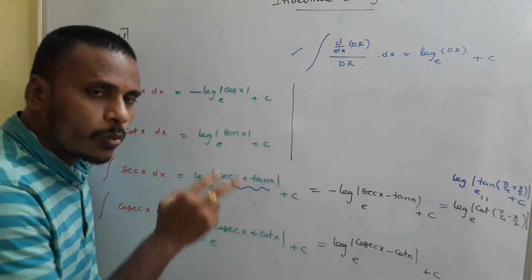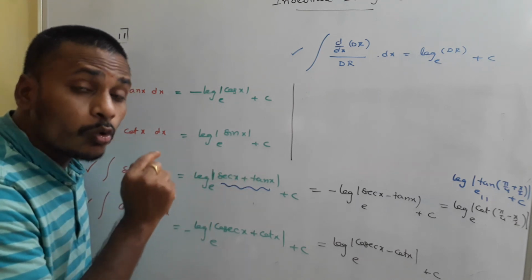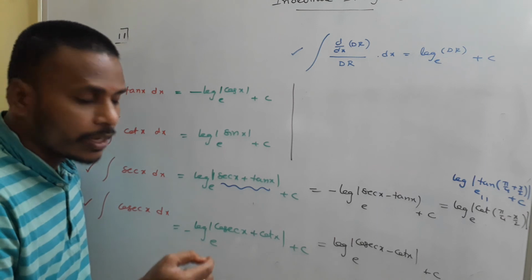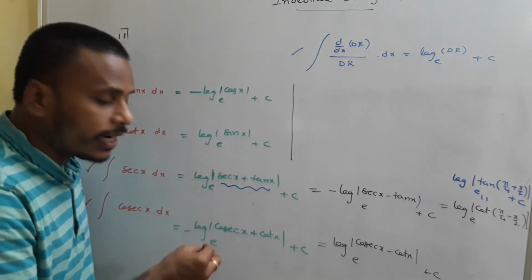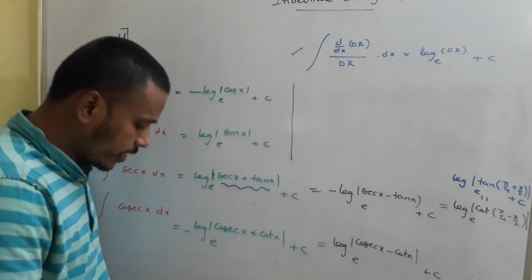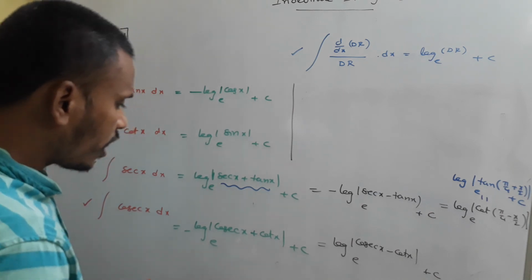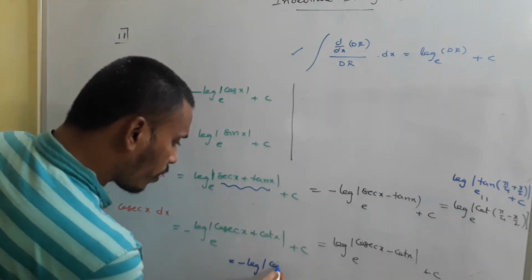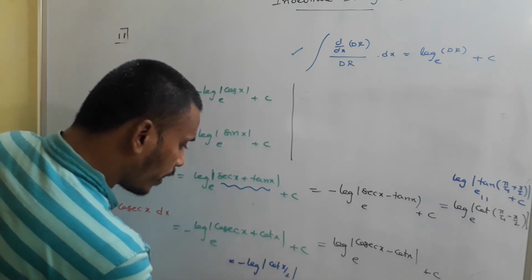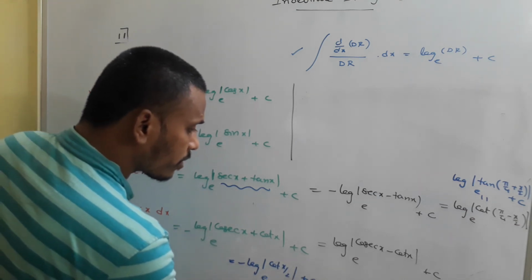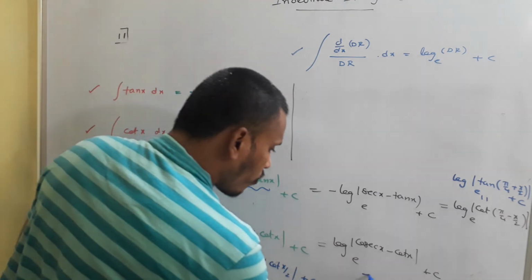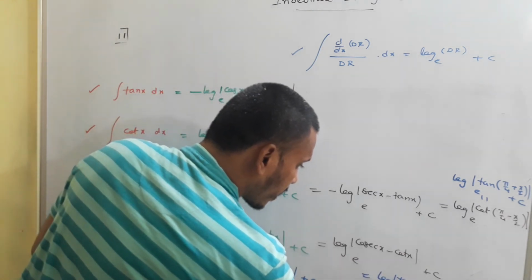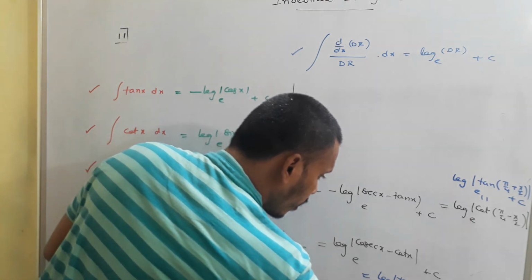Just as we discussed, 1 plus cos by sine, 2 cos square x by 2 by 2 sin x by 2 cos x by 2. So it is easy to cancel out. We get it as what? Cot x by 2. So this is equivalent with minus logarithm of cot x by 2 to the base e plus c. And this is equivalent with logarithm of tan x by 2 to the base e plus c.